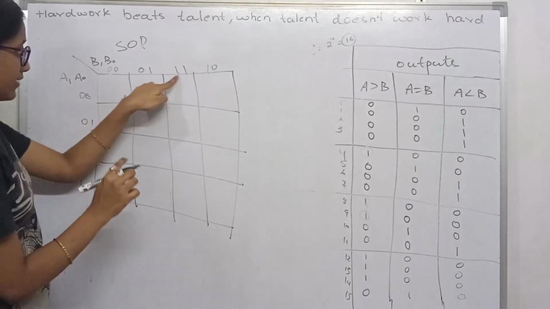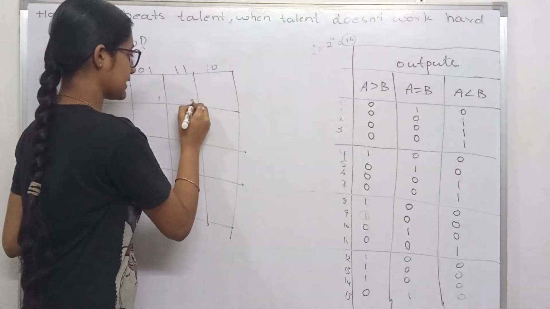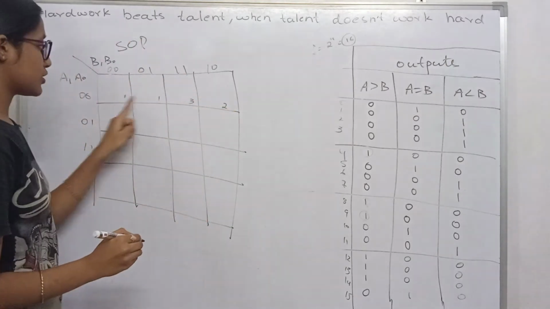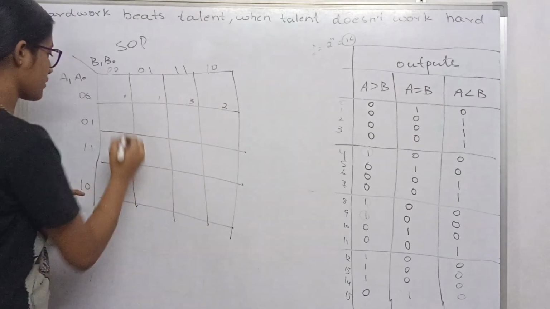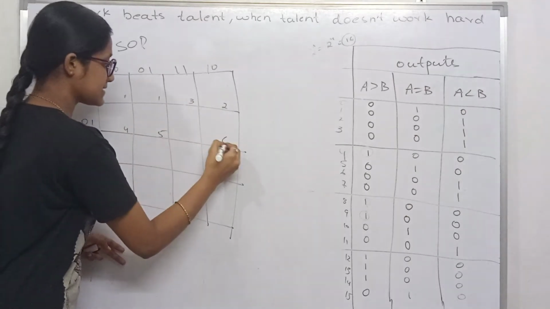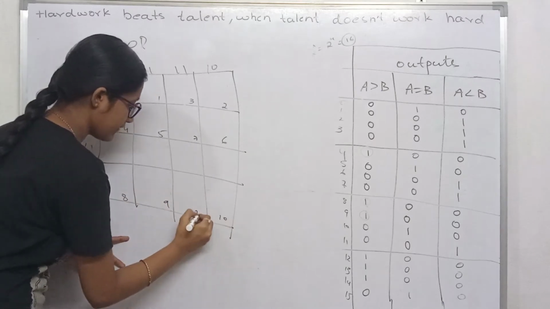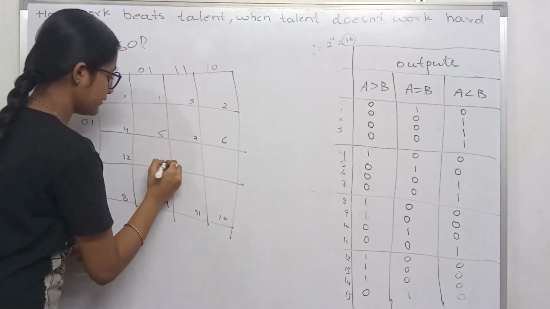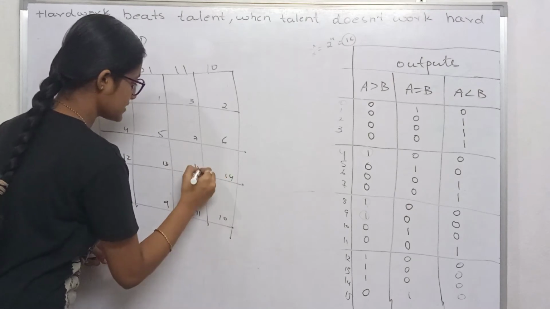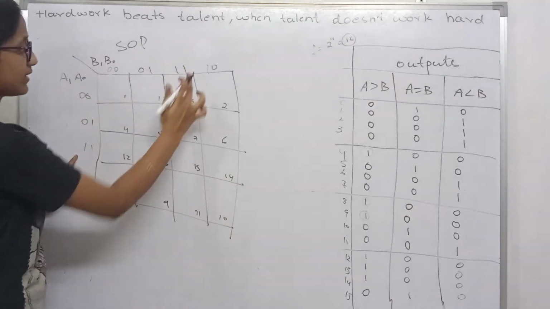Here 0, 0, 1, 1. Which is 3, 3, 2. Then the cells are numbered 0, 1, 2, 3, 4, 5, 6, 7, 8, 9, 10, 11, 12, 13, 14 and 15. See, at position 15 we have 1, 1, 1, 1.